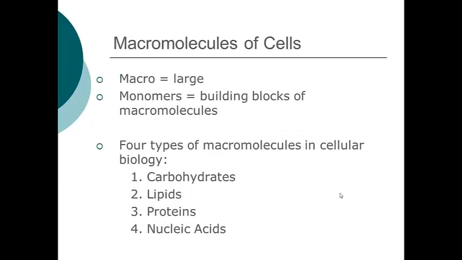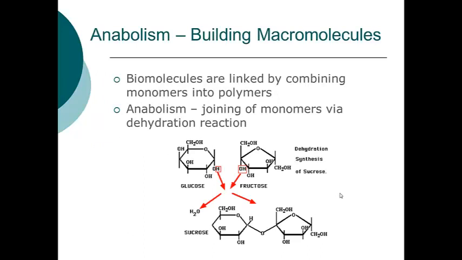Reviewing for you that macro means large, and when we're talking about monomers, we're talking about the building blocks of these larger biochemical classes. When we divide them into the 4 categories, carbohydrates, lipids, proteins, and nucleic acids, we can break each of these categories down into looking at the monomers, looking at the building blocks, and then see how they interact as they join one to another to another. In order to talk about that, I want to review the concept of anabolism.